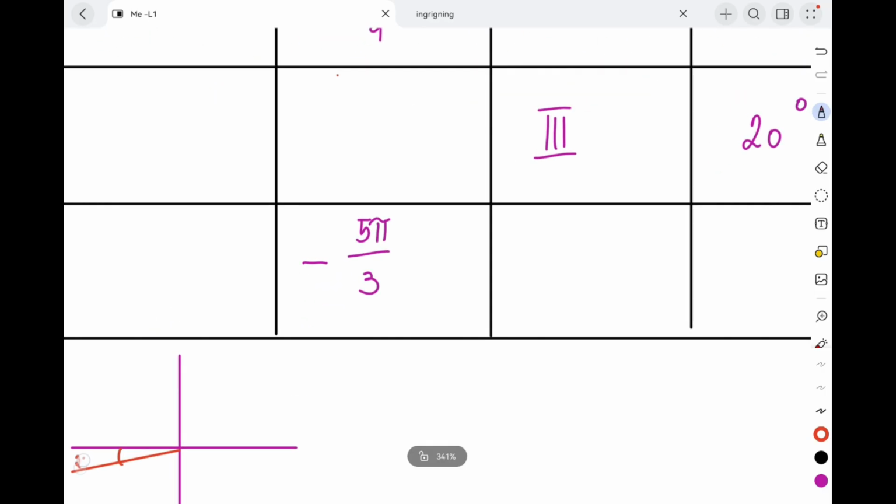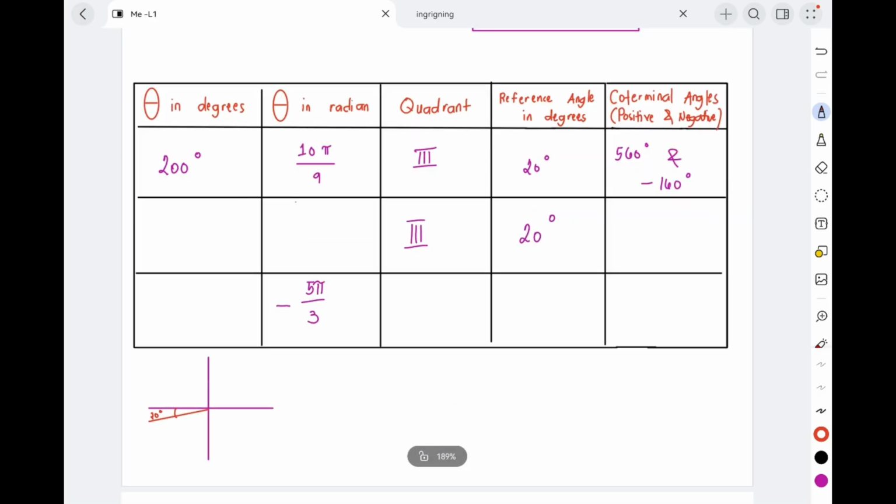This is 20 degrees. Now, in getting the angular measure, we have two ways to find it. It could be from the x-axis rotating clockwise, that is possible. And it is also possible the other way, from the x-axis or the initial side, rotating counterclockwise. So for the negative, either way is fine.